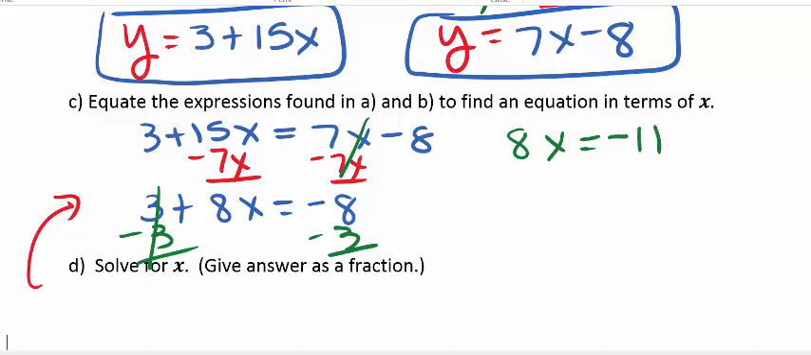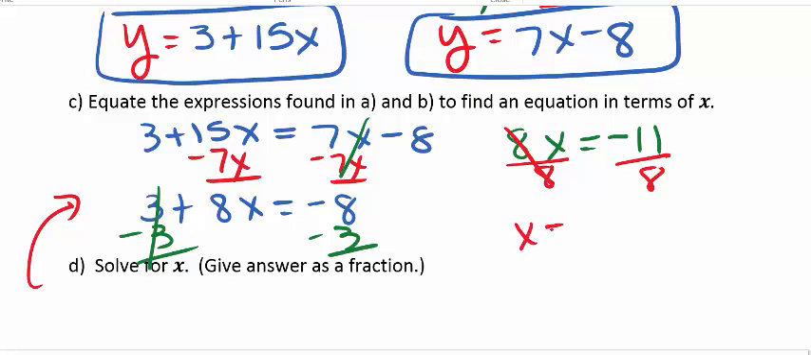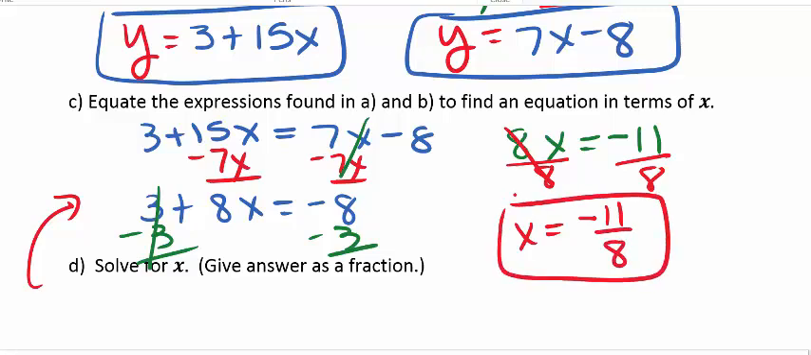We're going to continue to solve for x, and we do that by dividing both sides by 8. 8 divided by 8 is 1, so we get x alone, and that's going to be negative 11/8. Now it said here that our answer was going to be a fraction, and yes, indeed, it was.